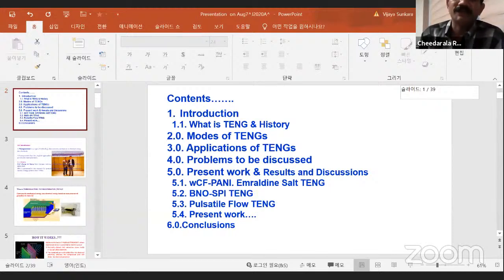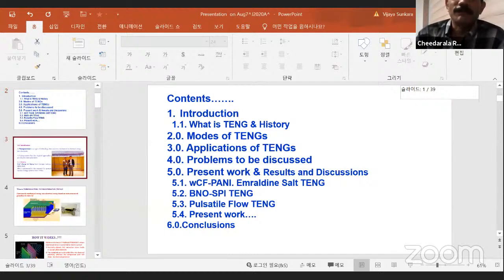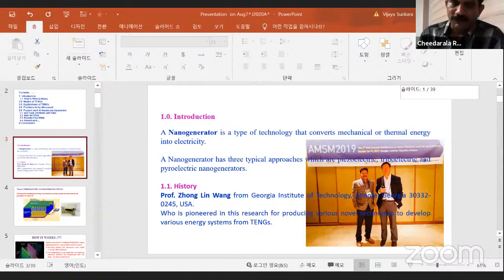So I divided my contents into introduction, what is TENG and history, modes of TENGs, applications of TENGs and problems to be discussed, what is the present work and results and discussion, and what various nanomaterials I have developed here to generate the power. In the introduction, a nanogenerator is a type of technology that converts mechanical energy or thermal energy into electricity. A nanogenerator has typical approaches which mainly involve piezoelectric or pyroelectric charges.